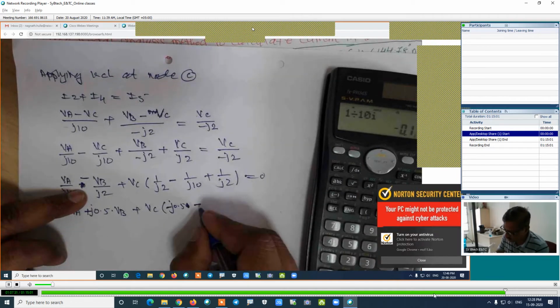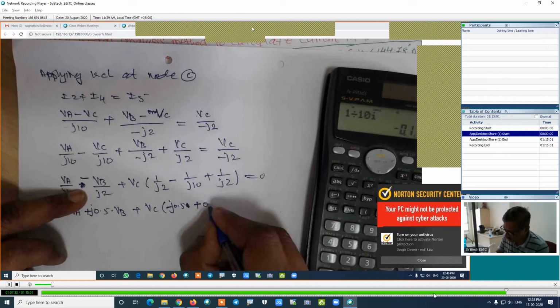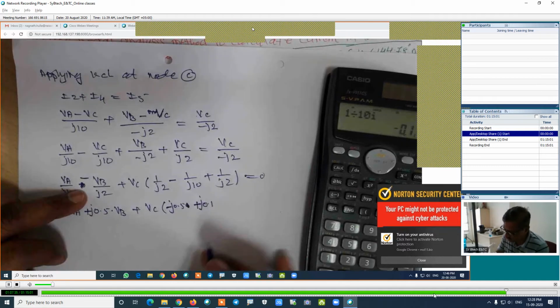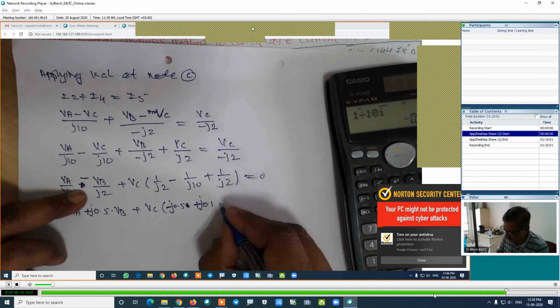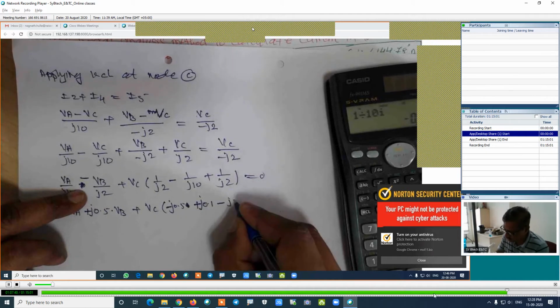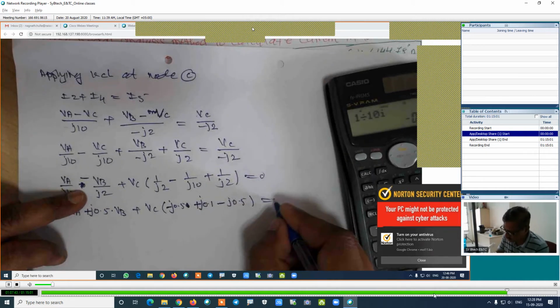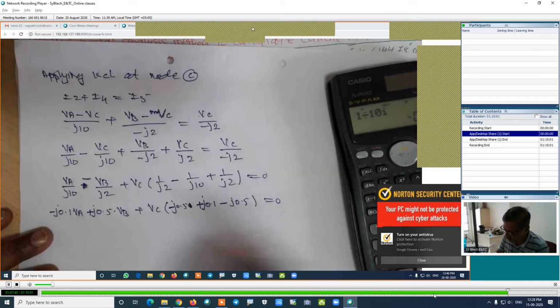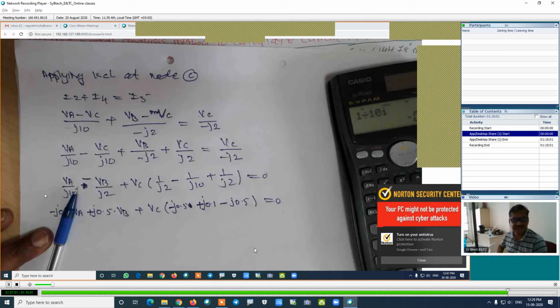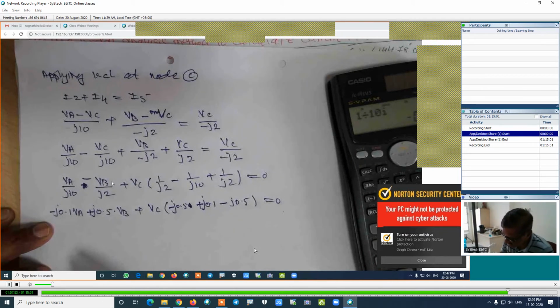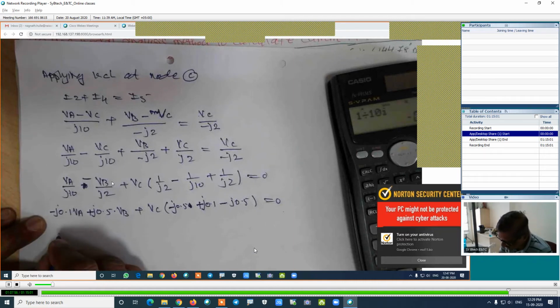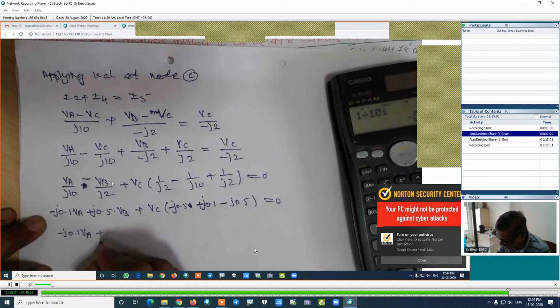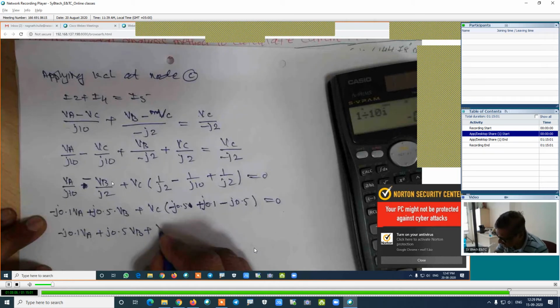0.1i, which is minus, means this will become plus 0.1i, which is nothing but the j. This value 1 upon j2, already we have calculated that value, minus it is j 0.5. This is equal to 0. If we are simplifying this equation completely, in that case, this will be minus j 0.1 VA, is it right? Plus j 0.5 VB plus VC in bracket.